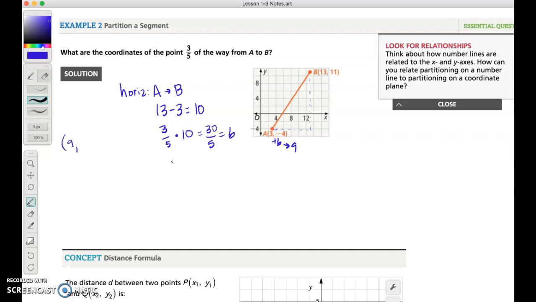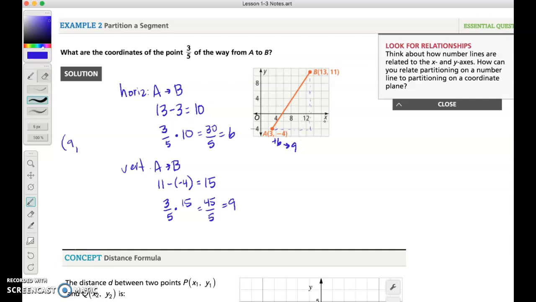Now I just need to find what that y coordinate would be. So my vertical movement from A to B takes me from -4 all the way up to 11. So what is that distance from -4 to 11? Well, I'm going to take the larger number and subtract the smaller number, so 11 minus -4, and that's going to give me 15. There's 15 units to go from -4 up to 11. And now I want to take 3/5 of that distance. I want to move 3/5 of the way from -4 to 11. So I'll take 3/5 times 15, which is going to be 45 over 5, which would be 9 units.